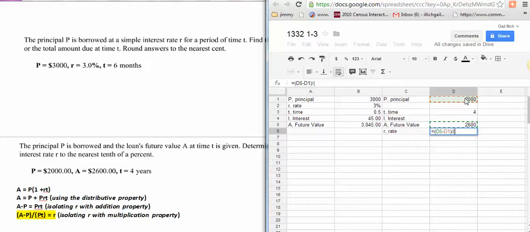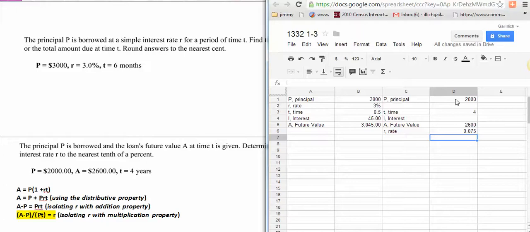parenthesis P, which is in D1. It's kind of ornery. This time, if you've already grabbed D1, it doesn't like to grab D1 again. So you have to do PT. So I'm going to grab T and then go back and grab a D. This Google spreadsheet's free, so it's not the best. But anyway, I'm going to do TP instead of PT. It doesn't matter. That's the commutative property of multiplication. So I'm going to grab the time, then do the multiplication sign, and it'll let me grab D1 now. I don't know why it doesn't like to grab something twice. Okay, and now I can just hit enter, and it actually calculates the interest rate.